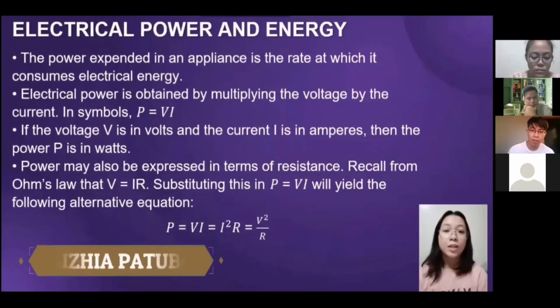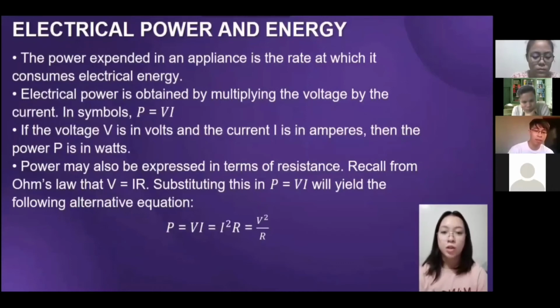For electrical power and energy, the power expended in an appliance is the rate at which it consumes electrical energy. Electrical power is obtained by multiplying the voltage by the current. In symbols, P equals VI. If the voltage V is in volts and the current I is in amperes, then the power P is in watts. Power may also be expressed in terms of resistance. Recall from Ohm's law that V equals IR. Substituting this in P equals VI will yield the following alternative equation.